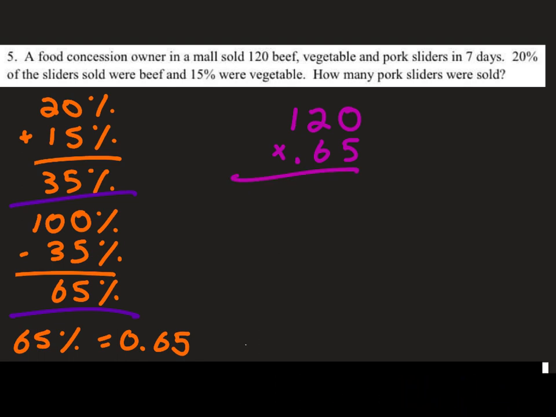Okay? So if I get rid of all of this and say, okay, so I need to take that 120 sliders and say what's 65% of it and calculate it out. Let me do that right now. Okay, so here I've done the multiplication, but you might have a calculator, so you can just do 0.65 times the 120, and what you find is that you get 78 pork sliders sold.